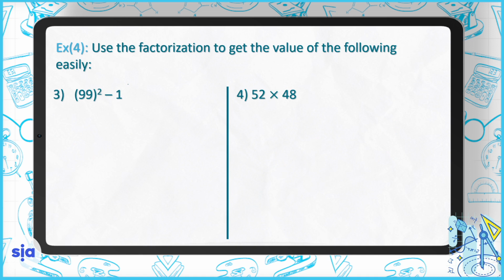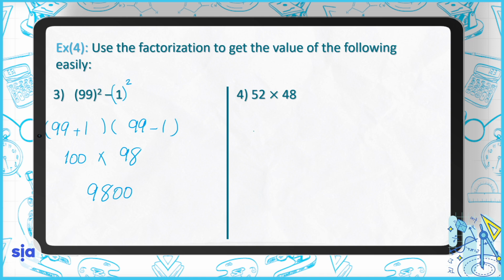Here in this one, I can easily make 1 as 1 to the power of 2, because 1 squared is still 1. So here in this one, difference of two squares, it's 99 plus 1 and 99 minus 1. So it's 100 multiplied by 98. The result is 9,800.